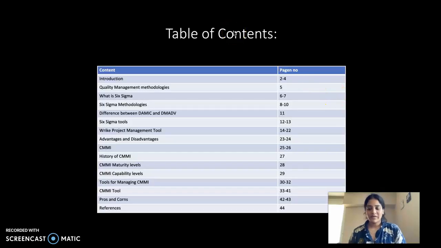This is the table of contents I wanted to discuss today. I'll just start with the introduction about quality management, and then I'll talk about the methodologies. Then I'll talk about what is Six Sigma, what are the different methodologies used in Six Sigma, and the differences between the two methodologies, and Six Sigma tools, and a project management tool in specific. Then I'll discuss the advantages and disadvantages of that.